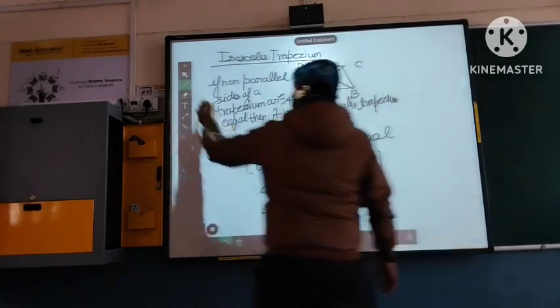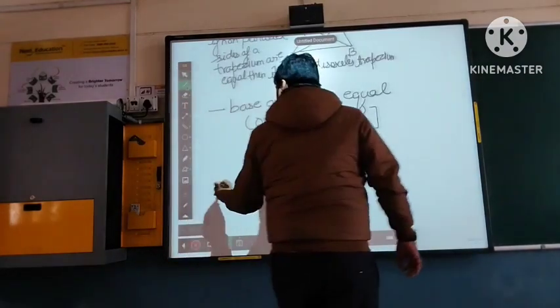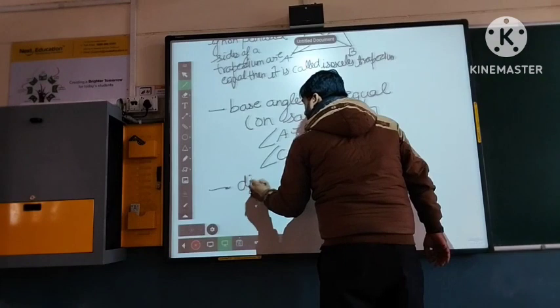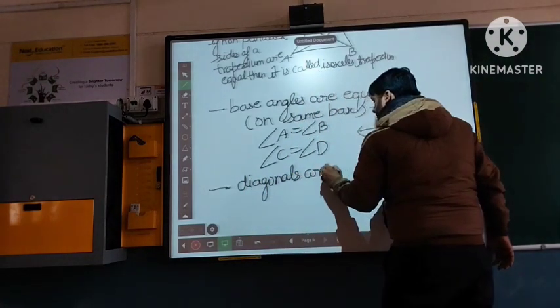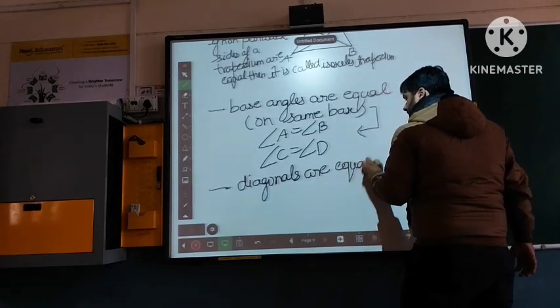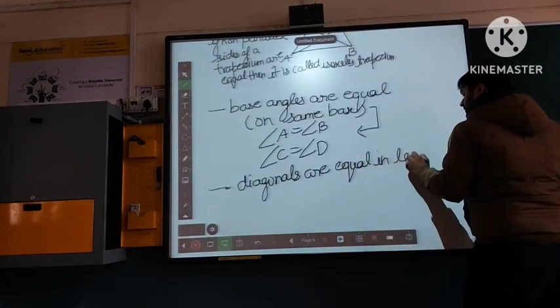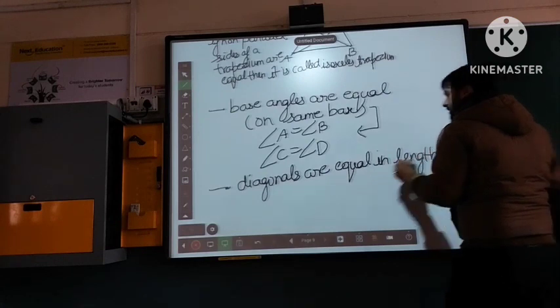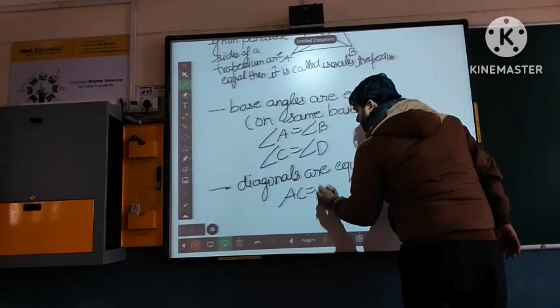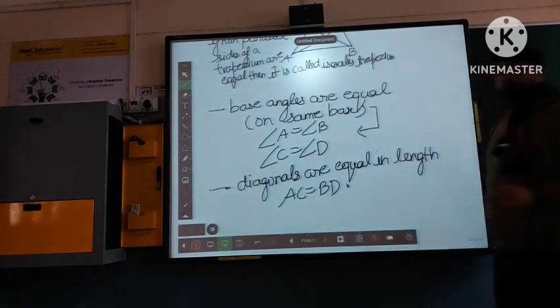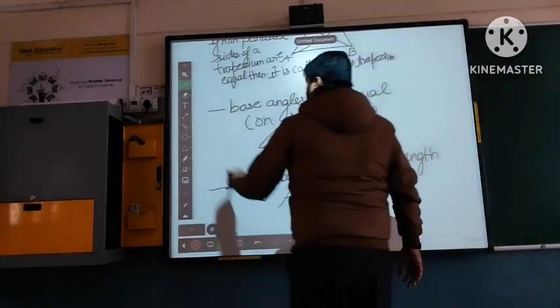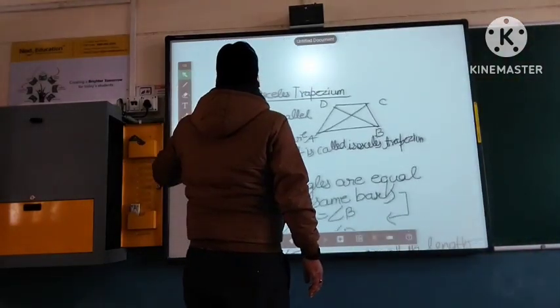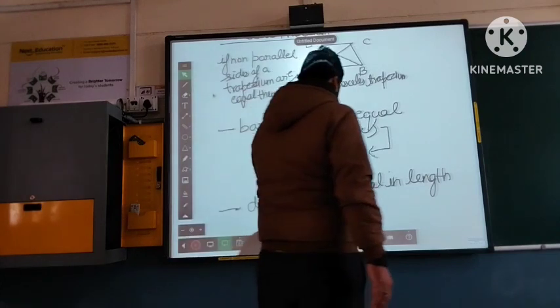Diagonals I am drawing. What about diagonals? You can say diagonals are equal in length. This is true for an isosceles trapezium. Diagonals are equal in length. That means AC equals BD. I had told this also for square, for rectangle, and now isosceles trapezium also. So it's good that you correlate the properties which we have learnt.